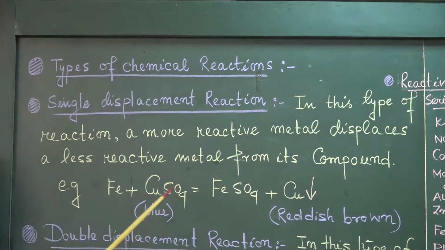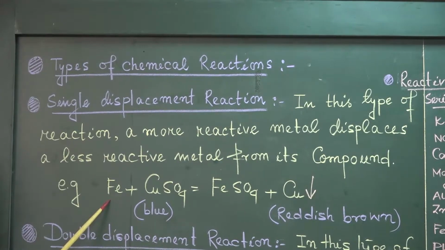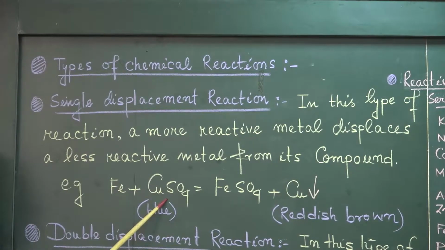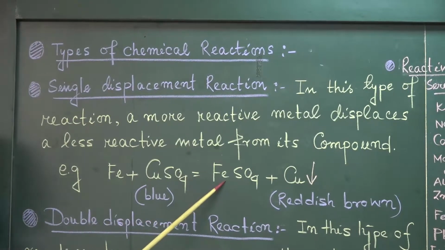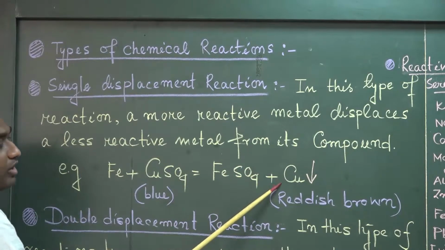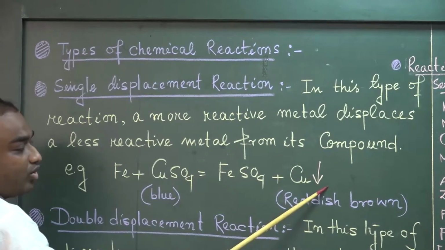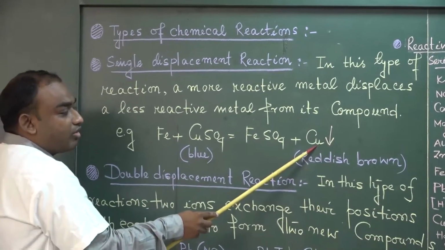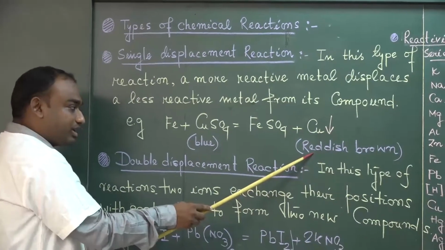the less reactive metal. For example, in this case we have put forward an example of iron. When it is allowed to react with copper sulphate solution, which is originally blue in color, we will find ferrous sulphate along with the formation of metallic copper. Students, this arrow in the lower direction represents the formation of a precipitate. We will get a reddish brown precipitate.